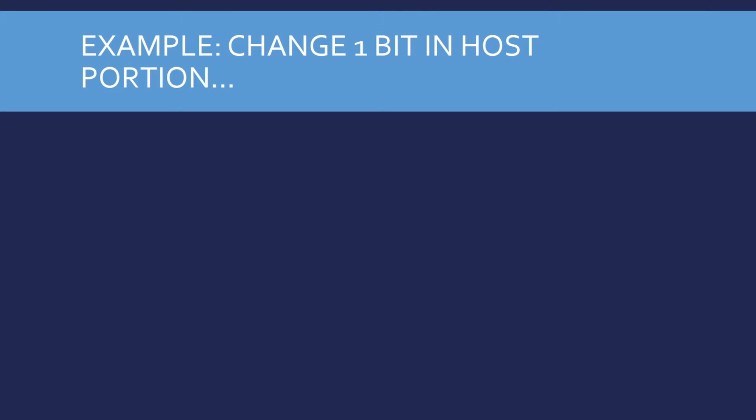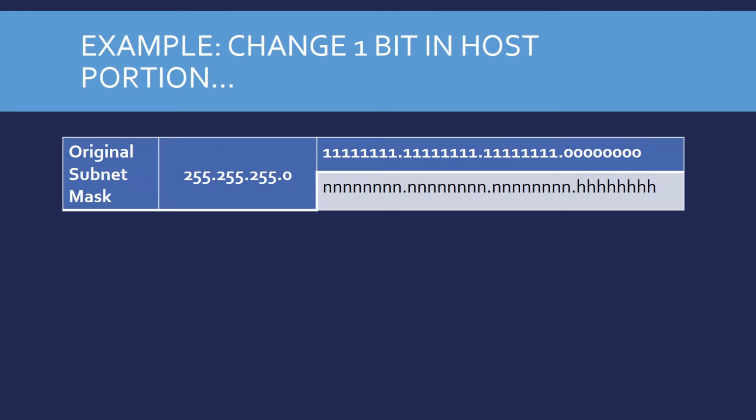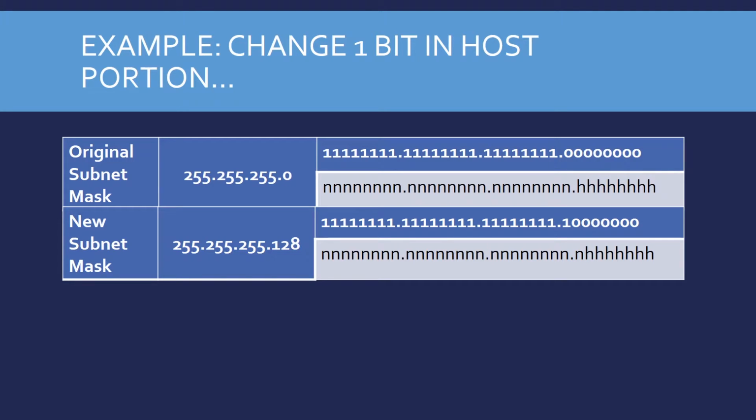For example, I'm going to change one bit in our subnet mask from a 0 to a 1. Currently, the first 24 bits in this subnet mask are 1, which means they represent the network portion. The final 8 bits of the subnet mask are 0. This is the host portion. I'm going to change one bit in this subnet mask from a 0 to a 1, specifically this bit, the 25th bit.